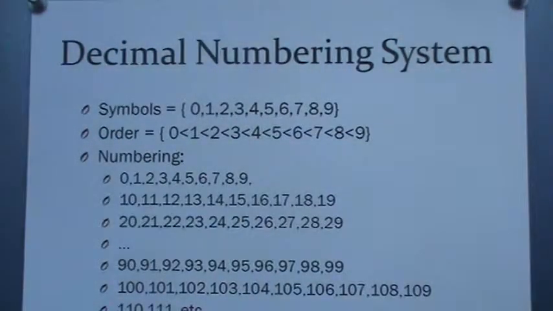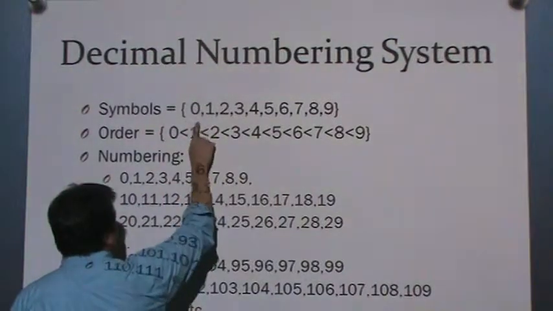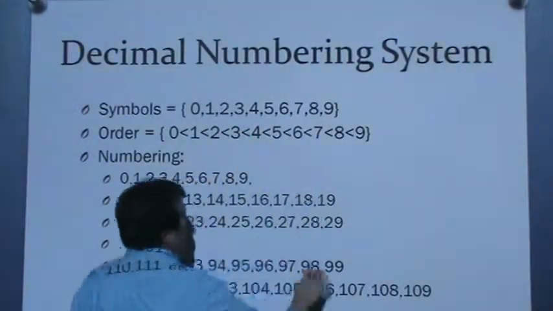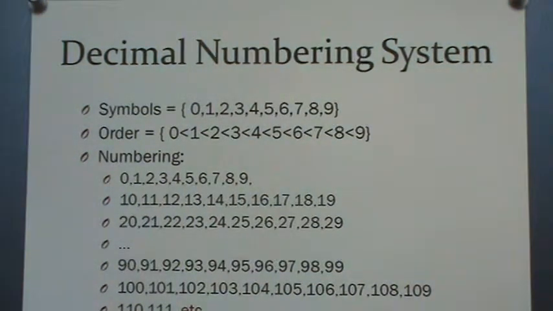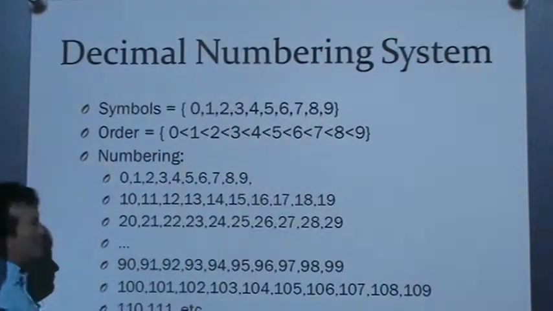So for example, the decimal numbering system, if you were hearing this for the first time, this would seem like a crazy system. It would take you a long time to learn it. And maybe when you were a kid in first grade, it took a while to learn. But basically, we have 10 symbols for the decimal system. These are the 10 symbols. And we have to come up with an order to say this one's bigger than this one, and this one's bigger than this one.